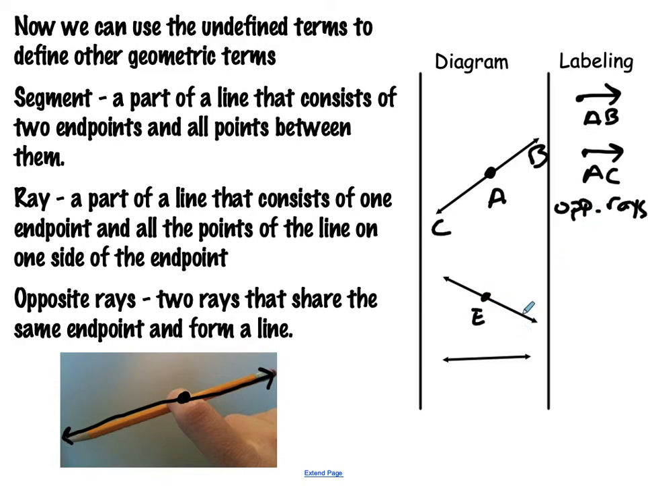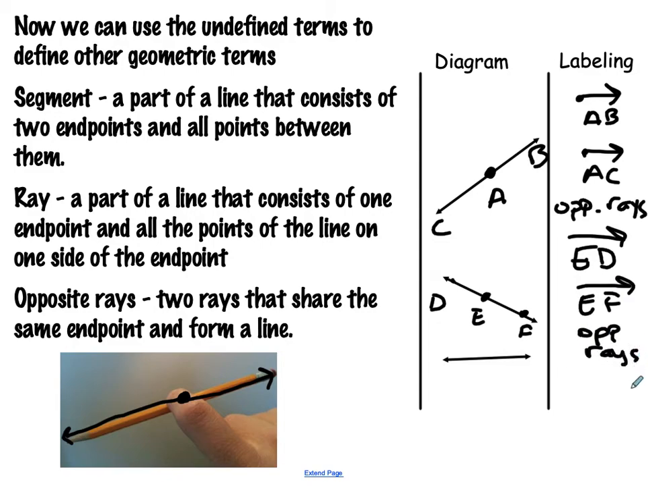Here's another example. Say this is E, and say this is F, and say this is D. We say ray ED, that direction going to D, and starting from E going to F, that direction. These are also opposite rays. All right, let's take a look at a non-example.